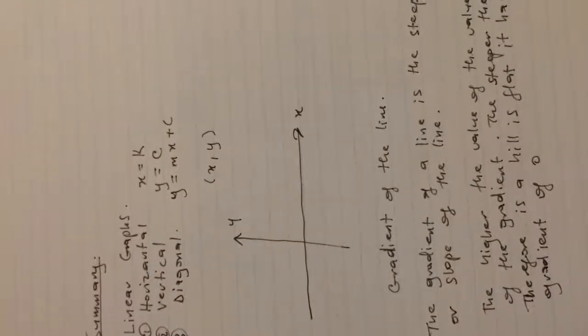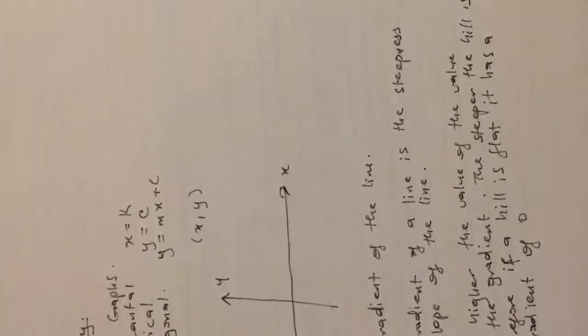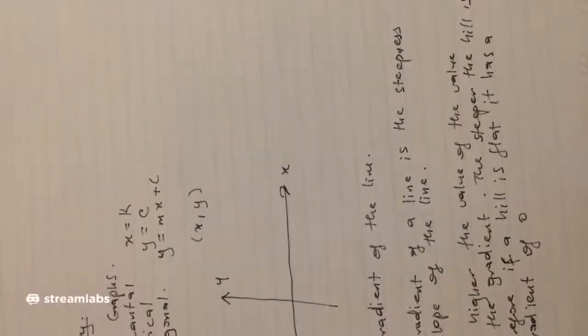Alright, so I'm going to read it over again. The gradient of a line is the steepness or slope of the line. The higher the value of the gradient, the steeper the hill is. Therefore, if a hill is flat, it has a gradient of 0.